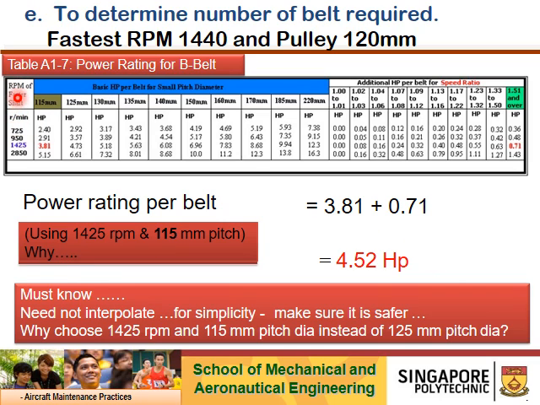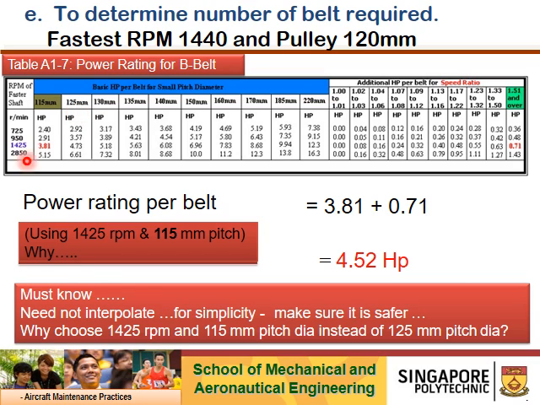Looking at the column here in the table, RPM of the faster shaft, the question gives 1440. If you move towards the first few numbers, you will see 1425, which is closest to 1440. On the right-hand side, there are basic horsepower per belt values for small pitch diameter. In this case, we selected 120 mm for our small pitch diameter, but we don't have 120. The table here has 115 and 125.